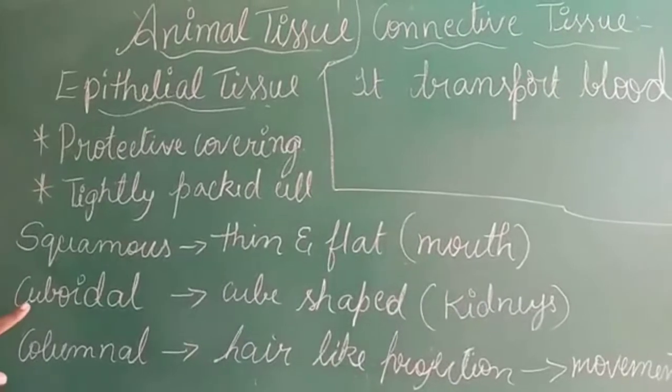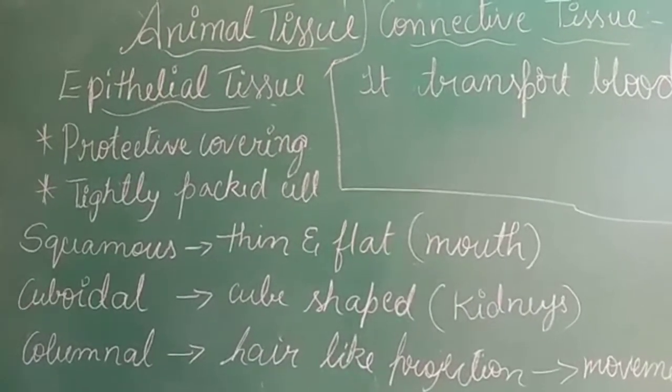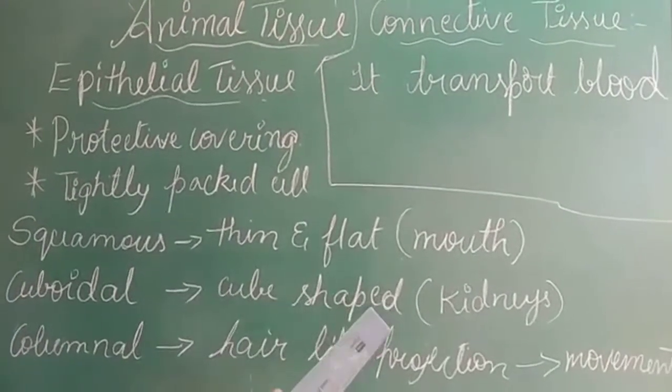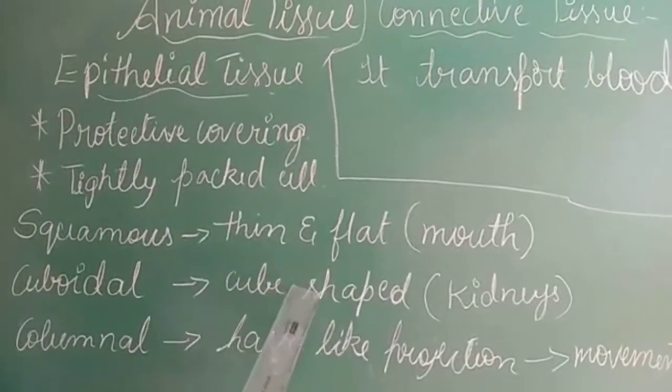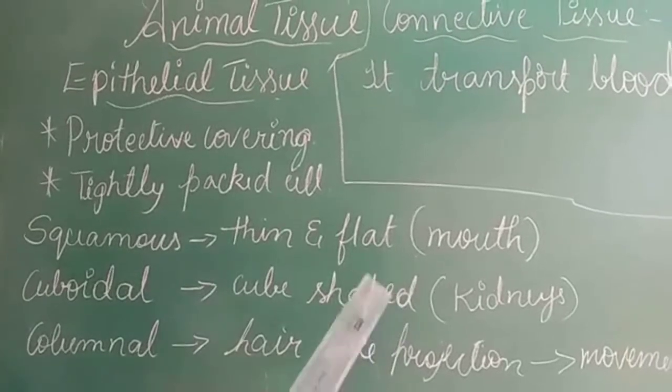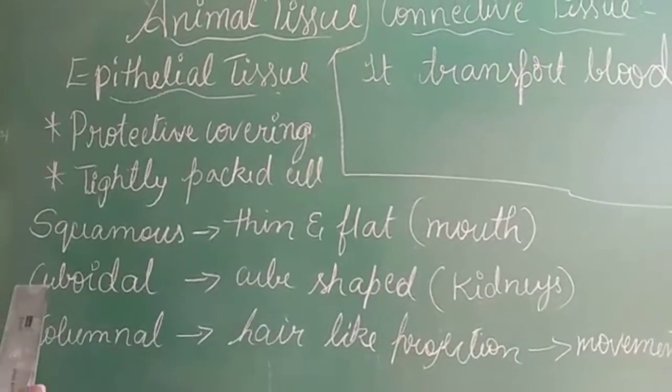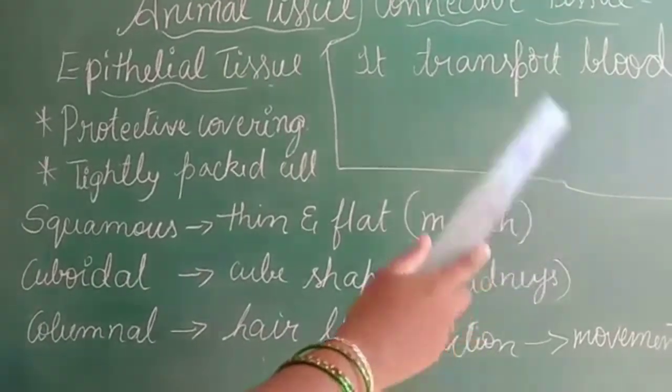Next, when you come to the next variety, that is cuboidal epithelial tissue. This is a cube shaped tissue, and it is especially found in the kidneys.